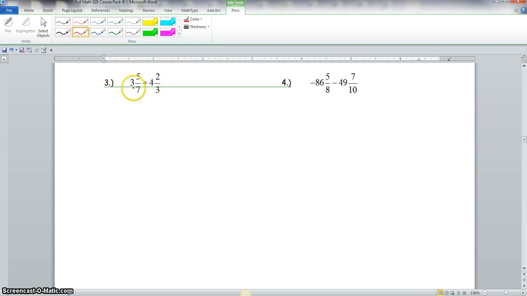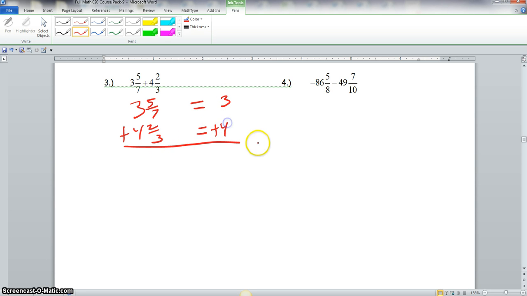Now we still have to line this up vertically. So we had 3 and 5 sevenths plus 4 and 2/3. Okay, now we know we're still going to give some room here. Now, we need to find a common denominator of 3 and 7. Now, we know both of these are prime numbers, so we'll multiply them together. 7 times 3 is 21. So we bring over our 3 and 4, and we know our denominators will be 21.